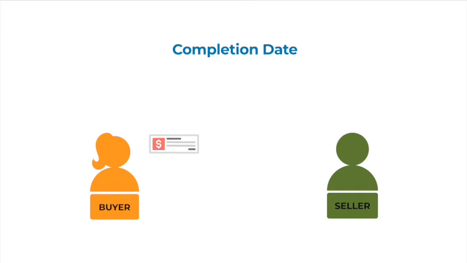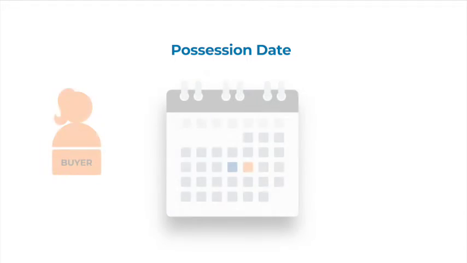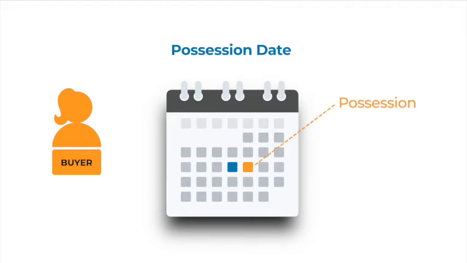Completion date. The completion date is the date when the buyer's money is paid to the seller and the ownership of the property transfers to the buyer. Possession date. The possession date is the date that the buyer is entitled to take possession of the property. In other words, when the buyer gets the keys to the property and is allowed to move in.